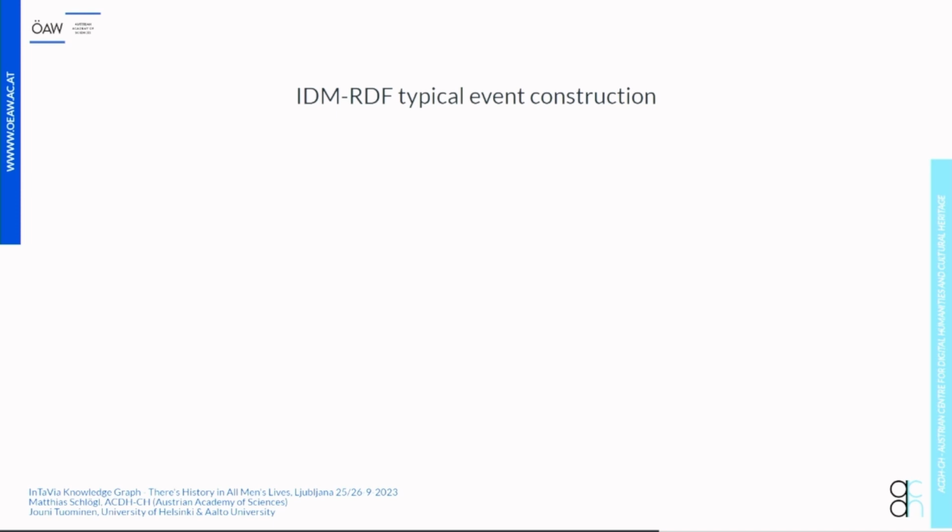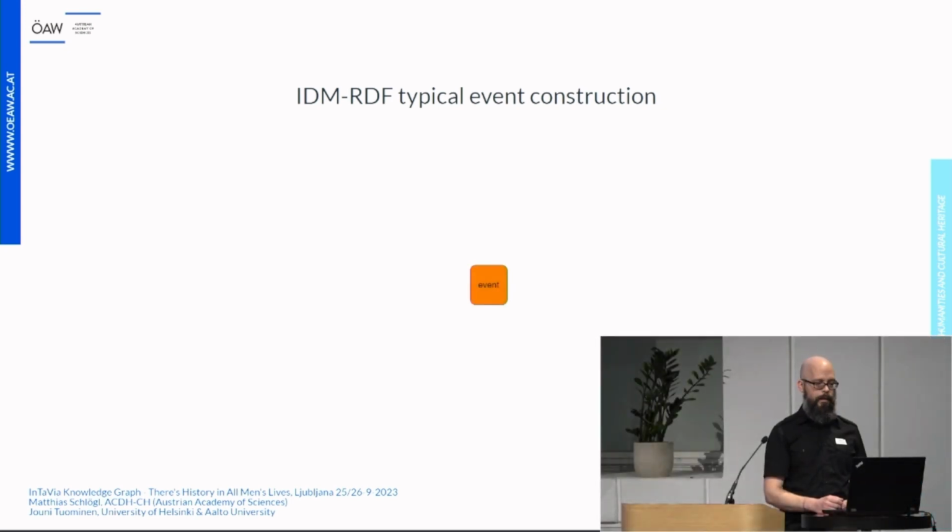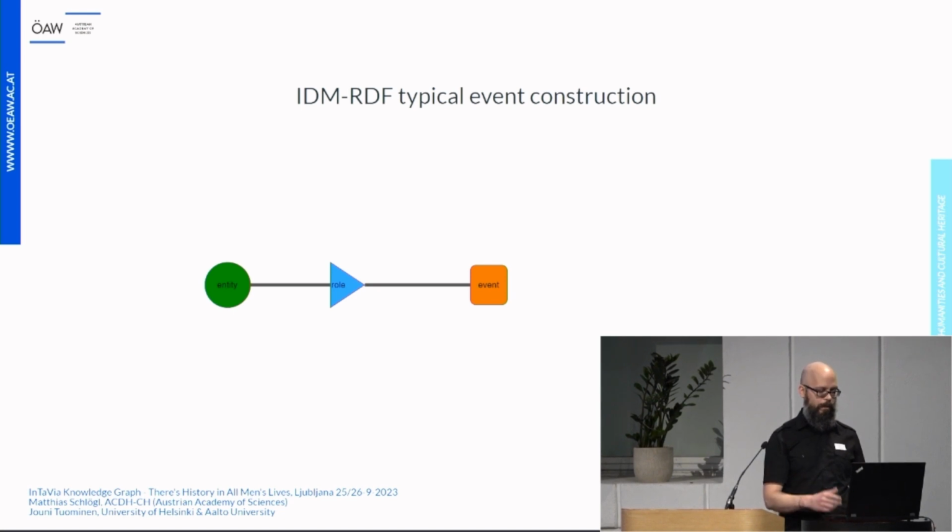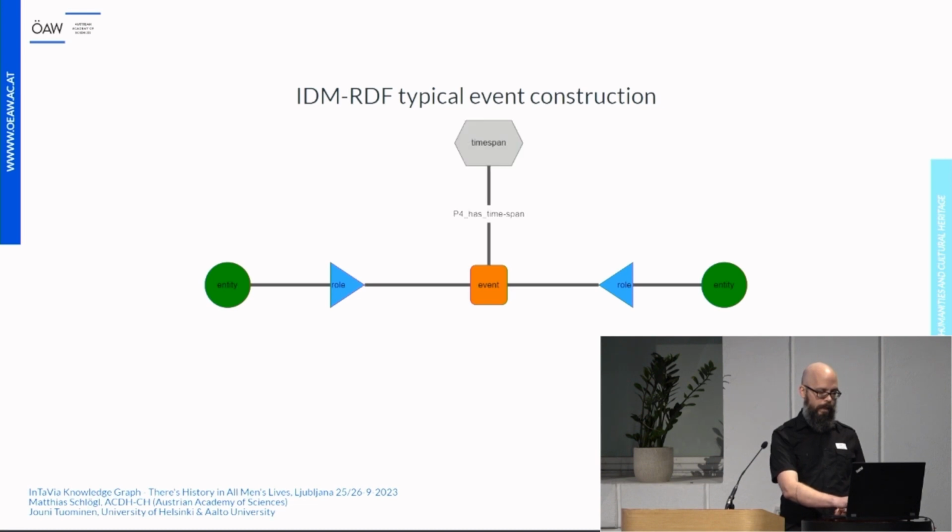So this is an example of a typical event construction used in the InTaVia Knowledge Graph. We can have an event like, for example, painting or producing a painting, and the event can have a person or any kind of entity, for example, a person in the role of painter. And there can be another person in a different role related to the same event, and we can have a time of the event and also the place of the event. So this interlinks together the different actors and places and times in the knowledge graph.